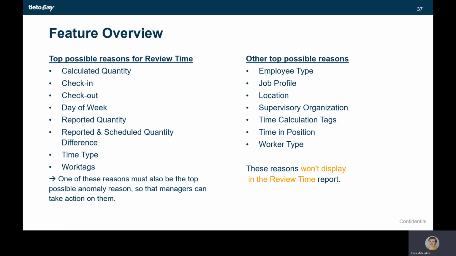For the possible reasons for the anomaly, there is a long list that will be available for the managers so that they can take actions on them. And then there is a shorter list of other possible reasons for the anomaly. But again, these are the kind of reasons that won't show up in the review time report. So they will not directly trigger the manager to review the time entries.